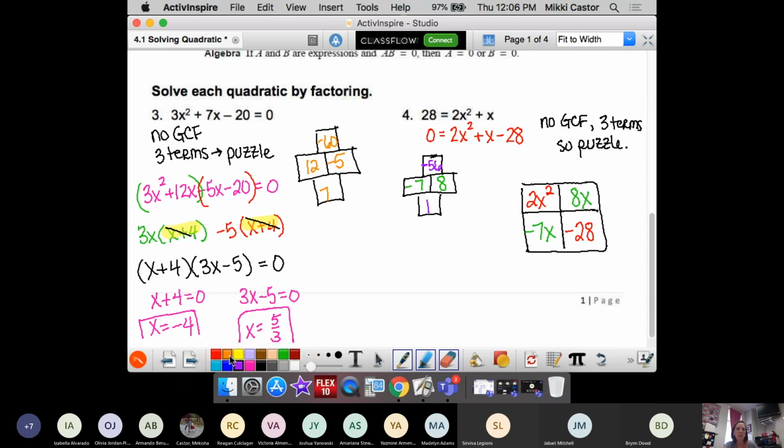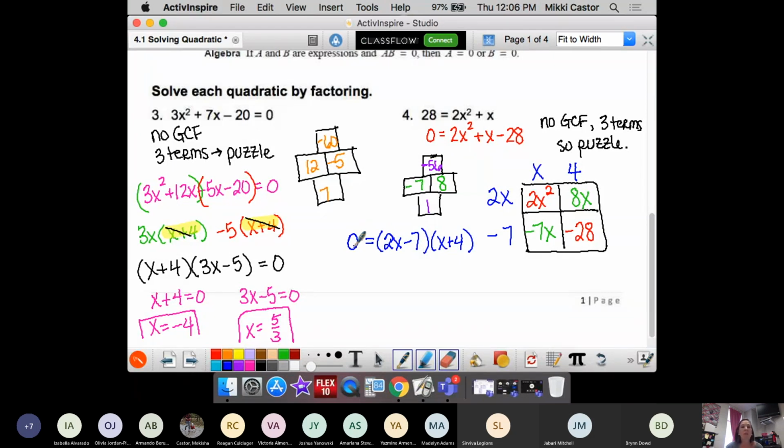All right, so now I'm going to be looking for the GCF of the row and the column. So across this row is 2x as my GCF. Across this row is negative 7. For this column is x. And for this column should be a 4. So my two factors would be 2x minus 7 and x plus 4. And that is still set equal to 0.